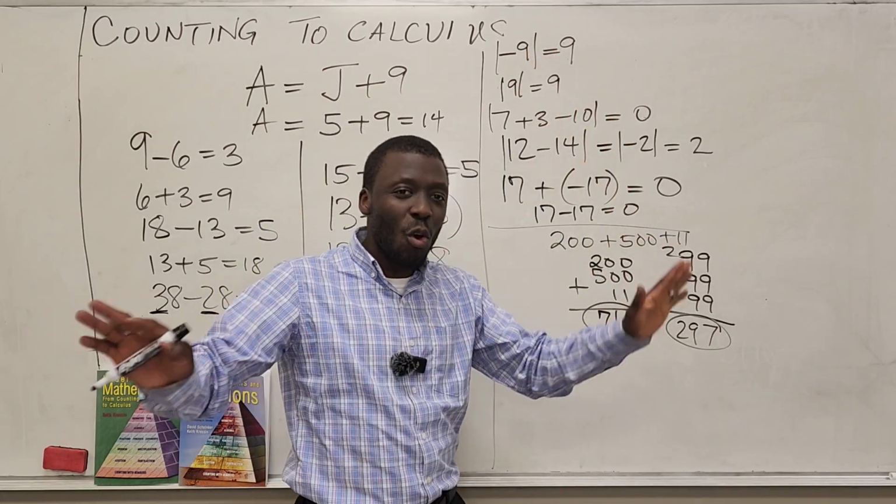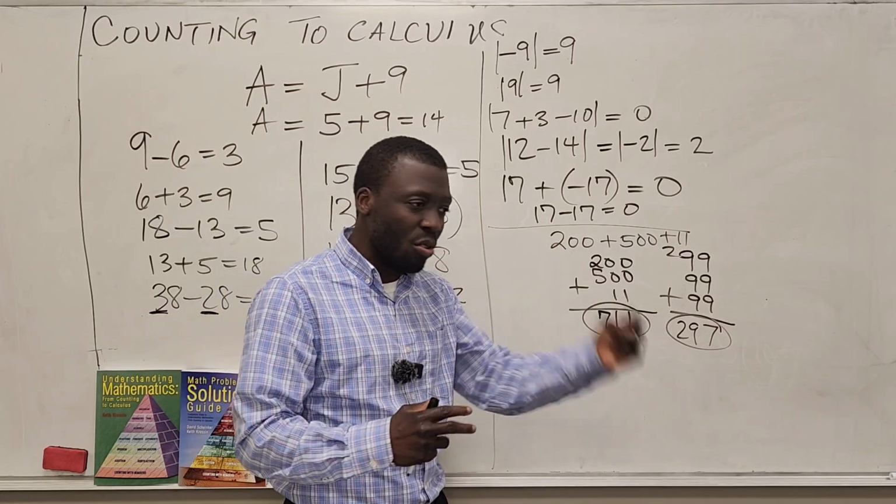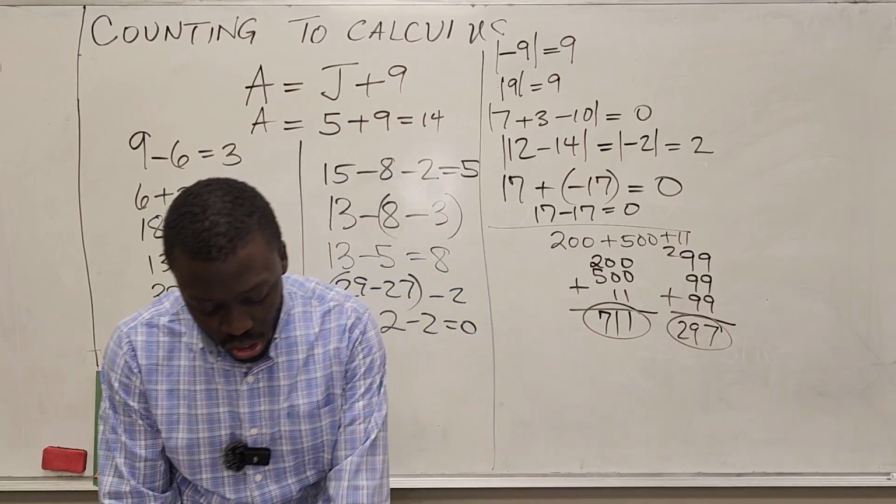Add them vertically. No common core here. We want to do math like Euler did. We want to go back and just learn those facts and work through them with confidence.